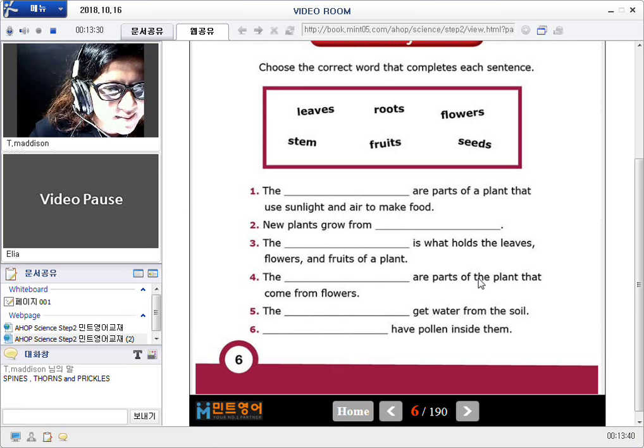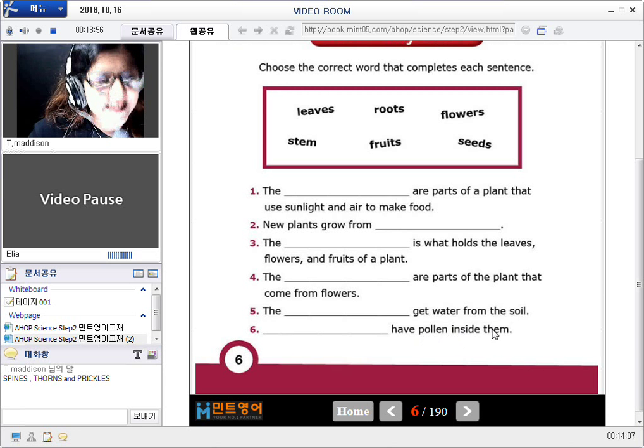Parts of the plant that come from the fruits are parts of the plant that come from flowers. Very good. Yes. Okay, the roots get water from the soil. Inside them, flowers have pollen inside. Pollen. Yes.